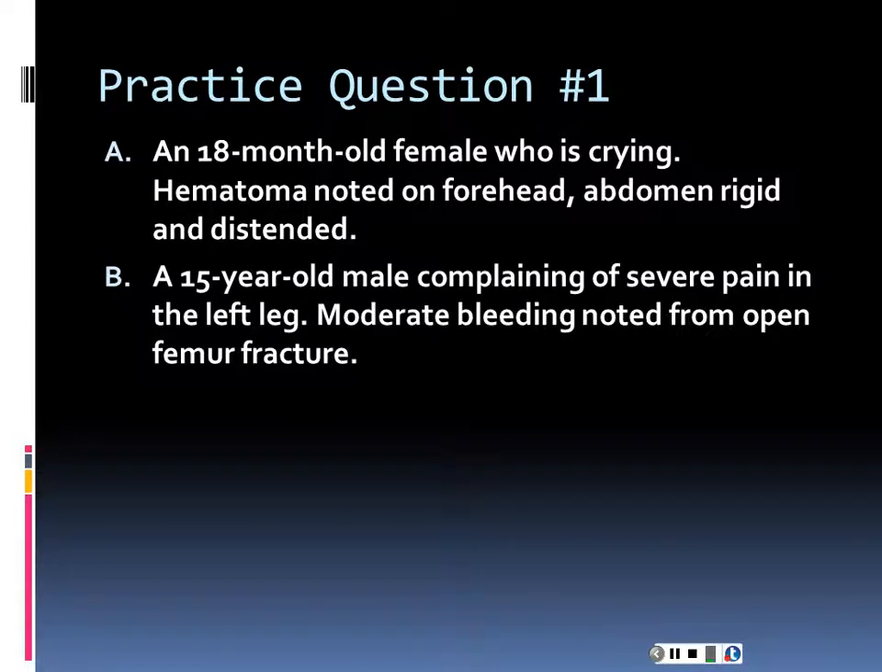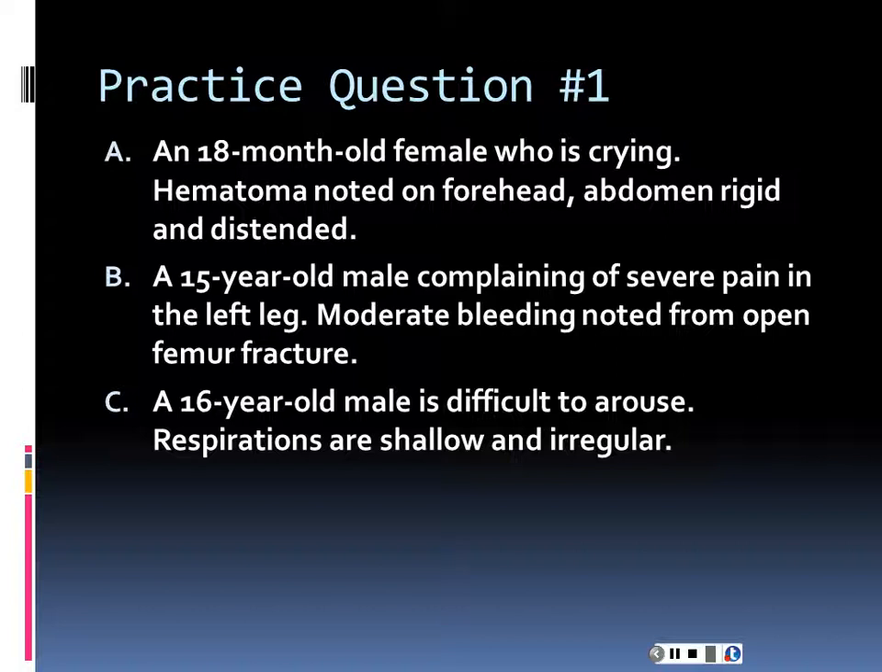15-year-old male complaining of severe pain in the left leg, moderate bleeding noted from an open femur fracture. Well, I know that if I have an open fracture that there's bone poking through the skin and there's going to be a little bit of bleeding from that. The severe pain is consistent with the pattern of injury, so I'm already thinking that B does not look as important as A. 16-year-old male is difficult to arouse. Respirations are shallow and irregular. So I'm not sure what's going on with this person, but seems like there may be some airway breathing issue going on. So that doesn't sound good. I'm going to hold on to that one.